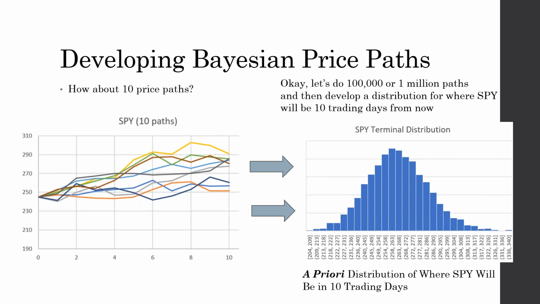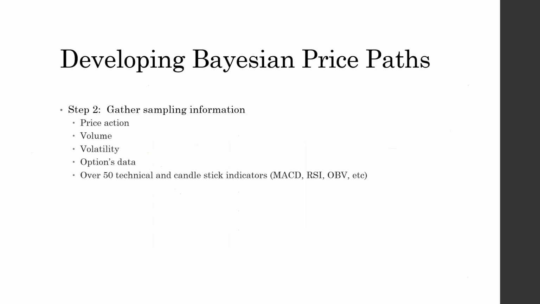As what we did before, this was our base. This is my a priori belief of where I think SPY is going to be 10 days from now. I gather lots of sampling information, and boy, we're lucky. There is a lot of sampling information to gather for securities and traded instruments out there: price action, volume, volatility, the Greeks from the options data. I actually use over 50 technical and candlestick indicators like MACD, RSI, on balance volume, AD line, all of these things. I'm throwing all kinds of things in here. This is kind of the secret sauce that I'm not going to give you too many details on, but I'm gathering all kinds of data.